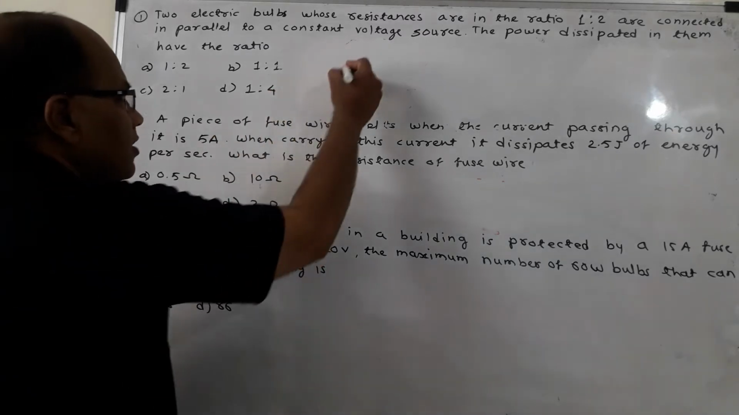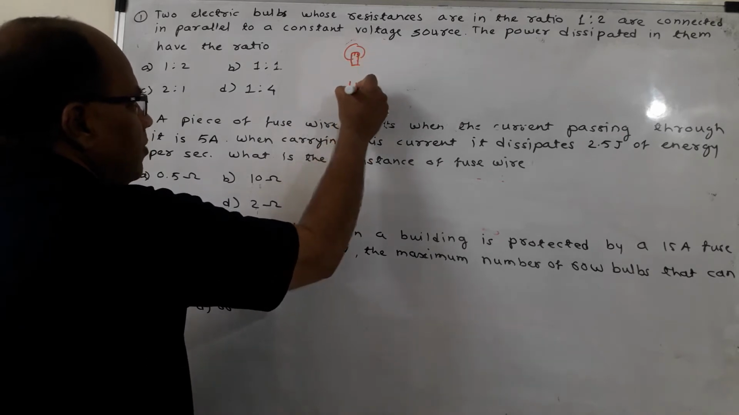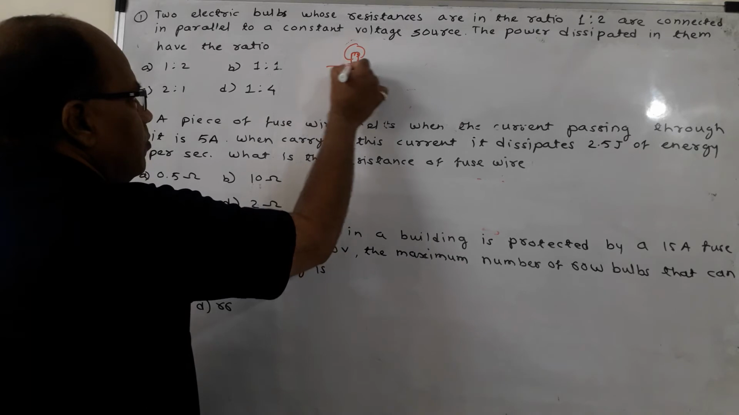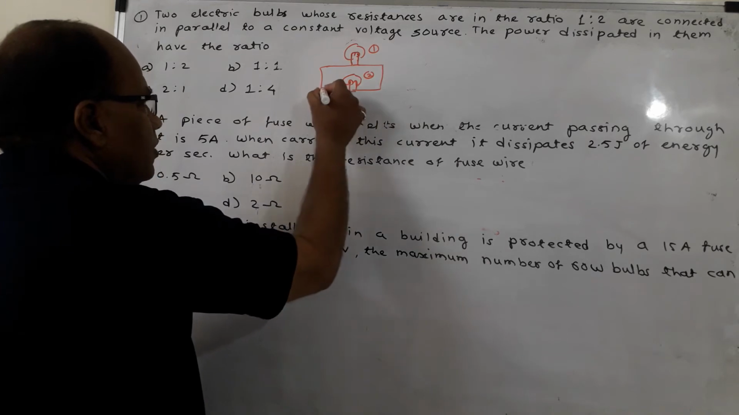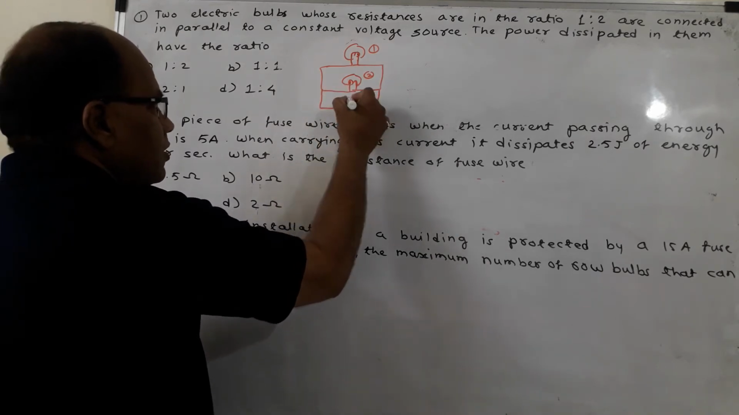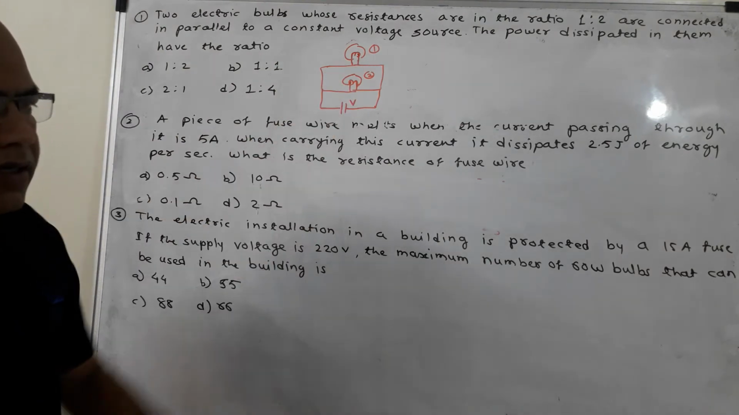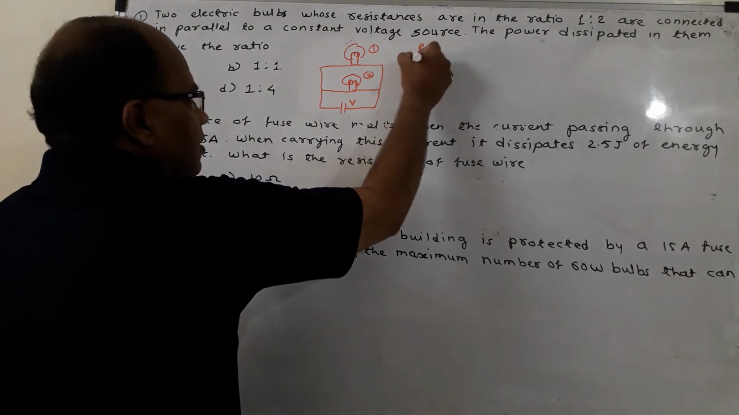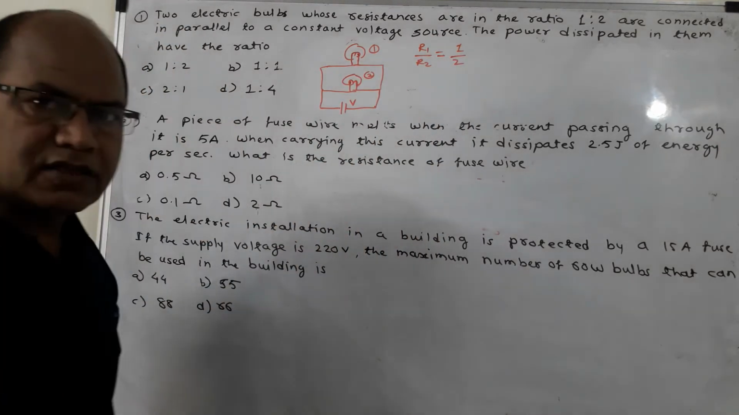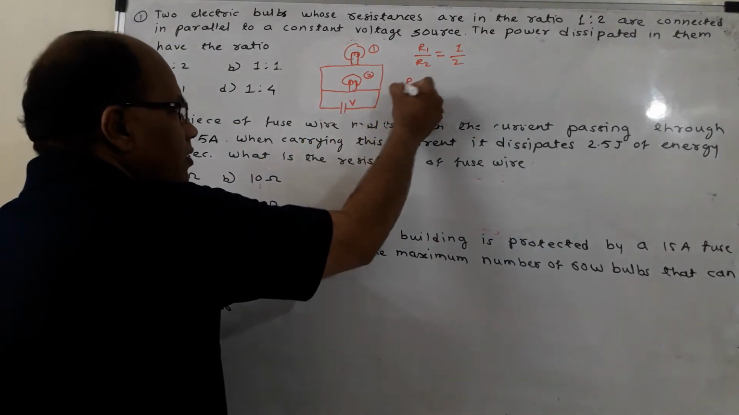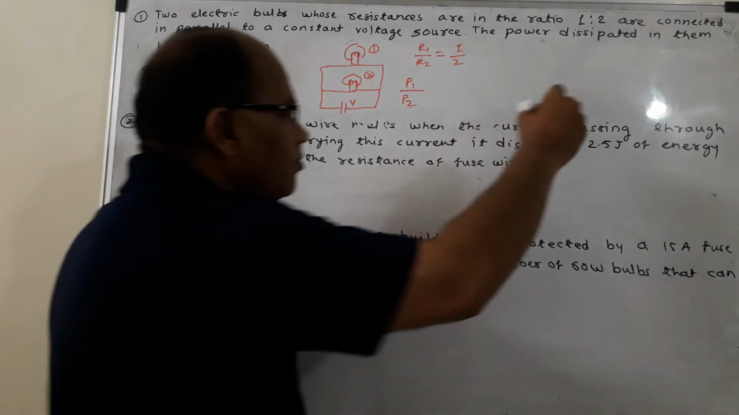Now they are saying that there are two bulbs. So let it be bulb number 1 and bulb number 2, and both of these bulbs are connected in parallel with one another. Let the constant voltage source V be applied across this combination. And what they have given is the ratio of the resistances. The ratio R1 upon R2 is given as 1 divided by 2. And what they are asking is the ratio of the power dissipated. P1 by P2 is to be calculated. Now we know the formula for power.